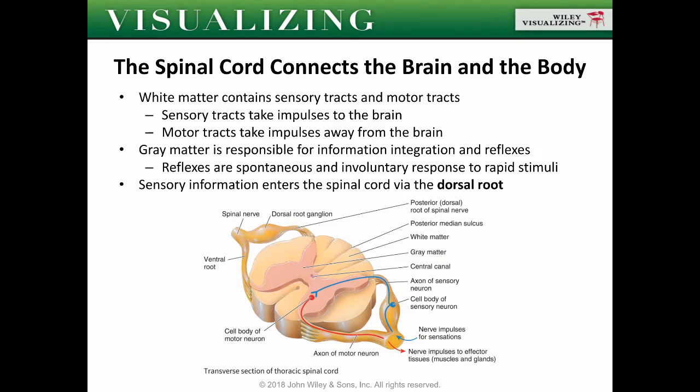Reflexes are spontaneous and involuntary responses to rapid stimuli. For a reflex, it doesn't involve the brain, so it usually happens in the spinal cord, and that is because the action must be very fast. Sensory information enters the spinal cord via the dorsal root. So, basically, this is the reflex region.